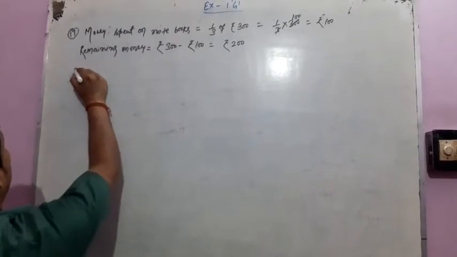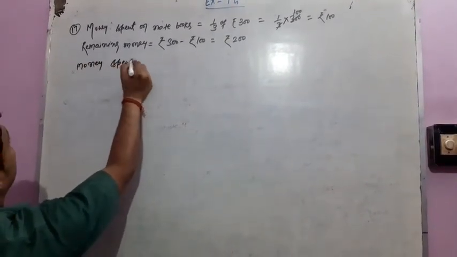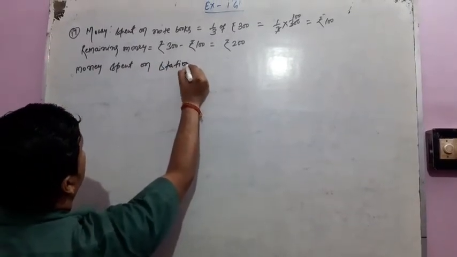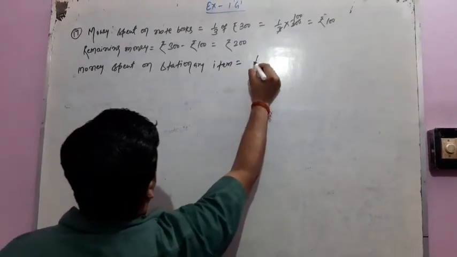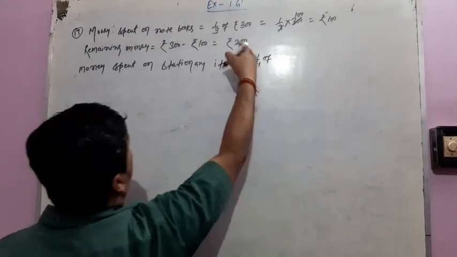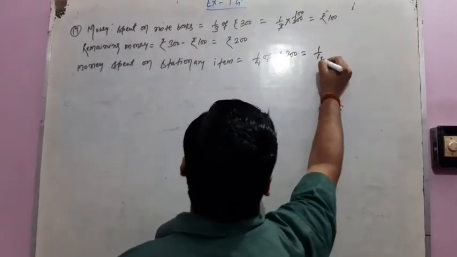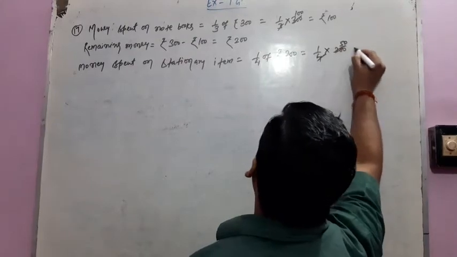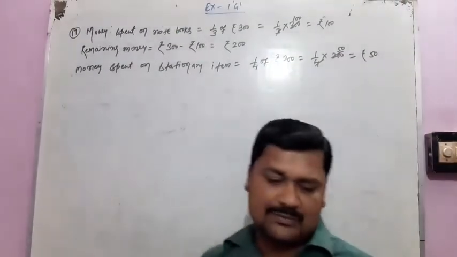So money is spent on a stationery item. That is 1/4 of the remaining money. What is the remaining money? 200. That is 1/4 into 200, that is 50. Means 50 rupees she has spent on the stationery items.